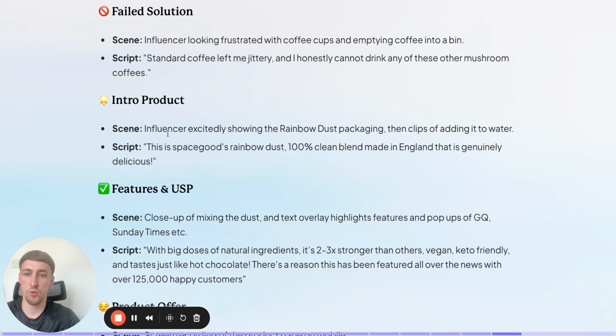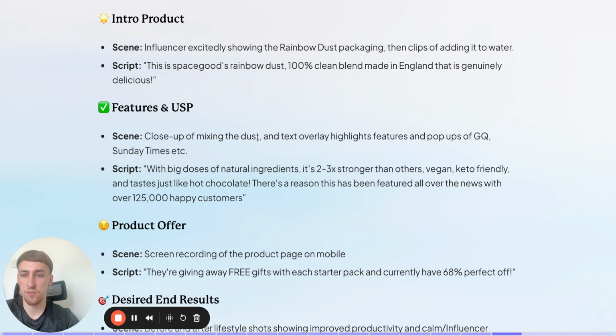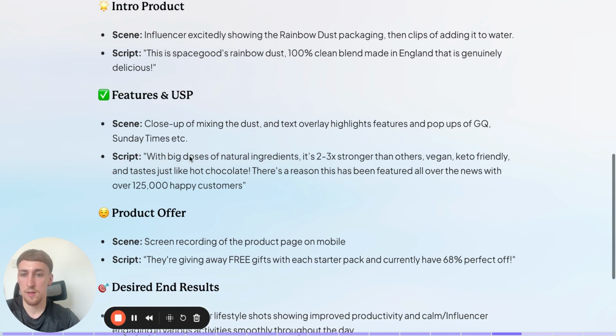So this is the influencer excitedly showing the rainbow dust packaging, then clips of adding it to water and mixing it up. They're going to continue mixing the dust when we go into the features and USP, with text overlays highlighting the features and pop-ups of GQ, Sunday Times, etc. So this is a unique selling point that sets your brand apart from your competitors. "With big doses of natural ingredients, it's 2 to 3 times stronger than others. Vegan, keto friendly, and tastes just like hot chocolate. There's a reason this has been featured all over the news with over 125,000 happy customers."